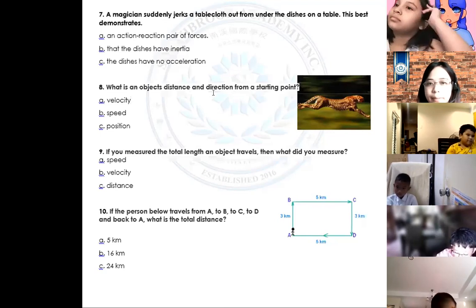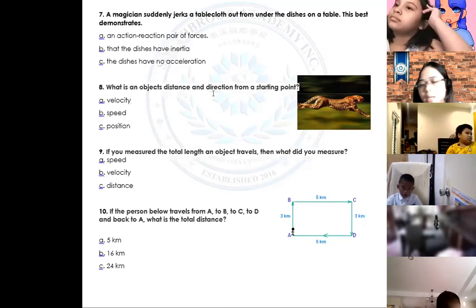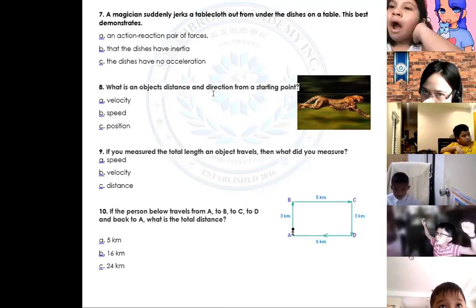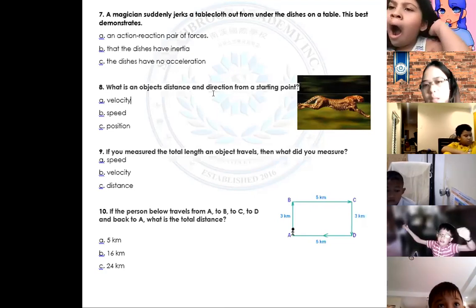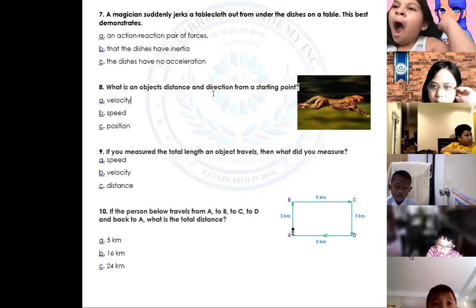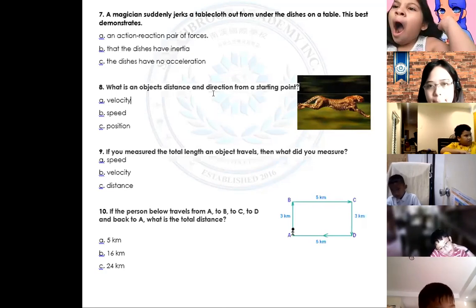Number 8. What is an object's distance and direction from a starting point? A, velocity. B, speed. C, position. So what is it? Velocity, speed, or position?